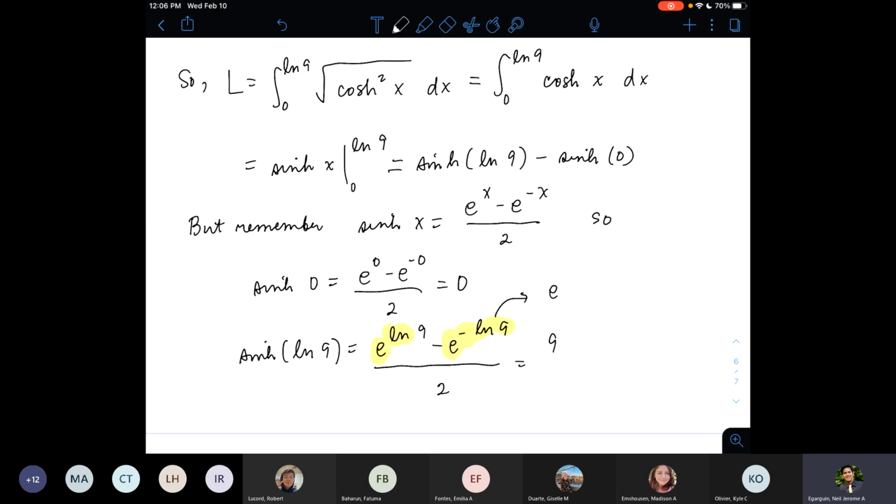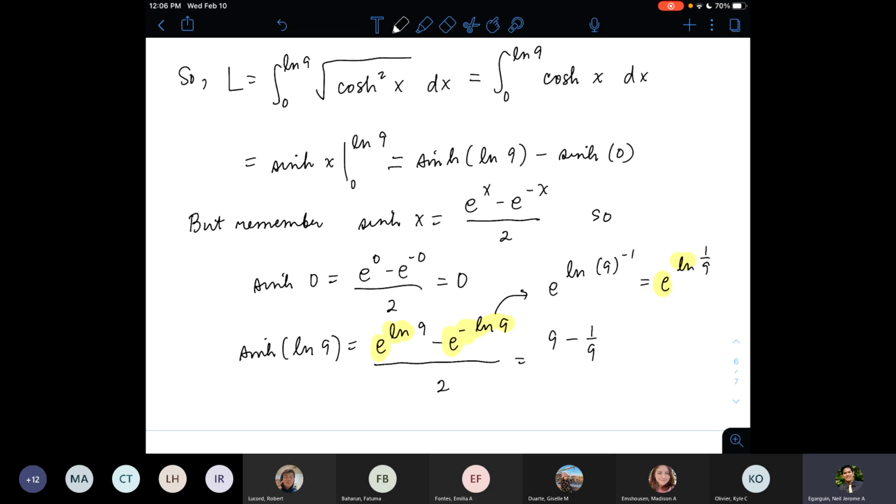So the second term is the same as e to the ln of 9 to the negative 1, right? Or e to the ln of 1 over 9. And at this point, e is followed by ln. So they are inverses of each other. So what will be left on the second term would be 1 over 9 all over 2. And this would be 80 over 9 all over 2, or that's going to be 40 over 9.